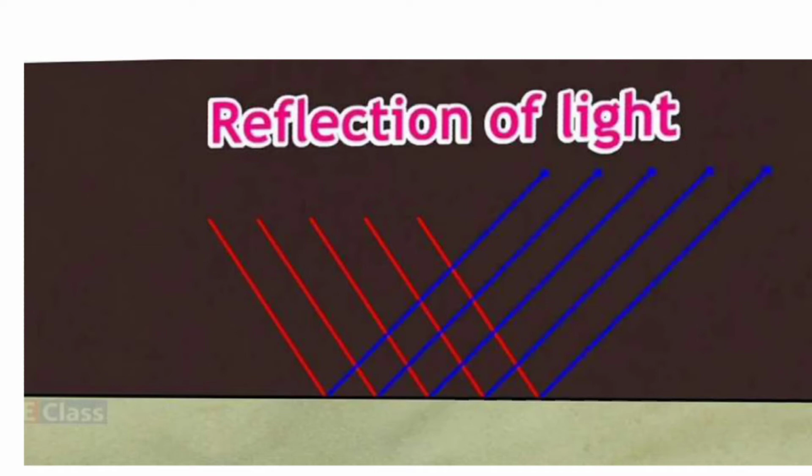So we have here, see here the lines are getting reflected. See this also, right? So these are all the reflected light. So from the surface, these lights are getting reflected.